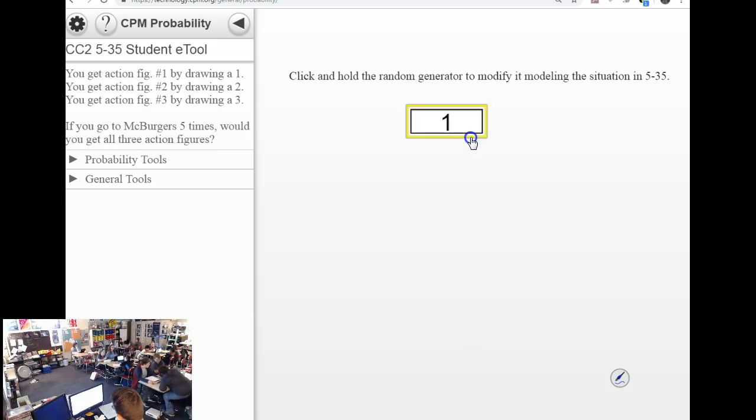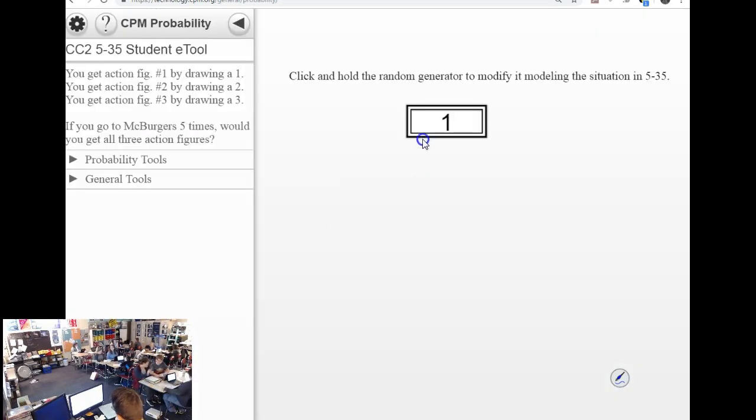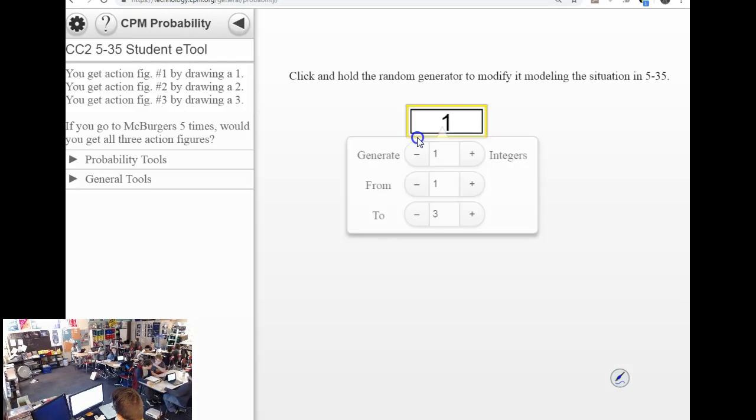Good for you. Bless you. Mr. Smith, I don't think this thing likes... I think it's the fact that I have a smart board connected also. I don't know.